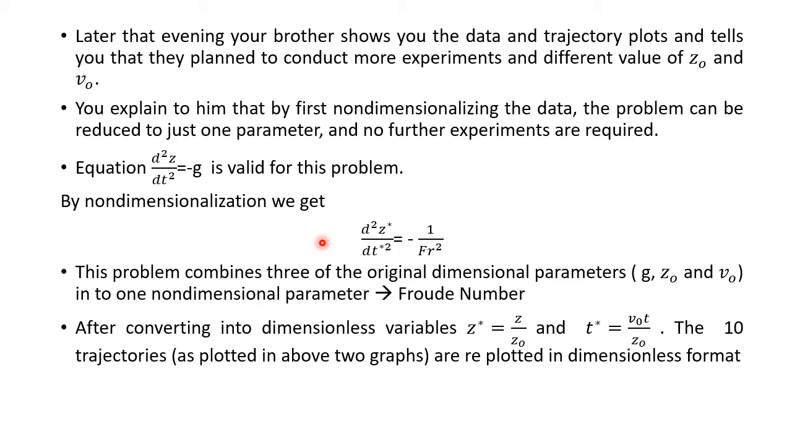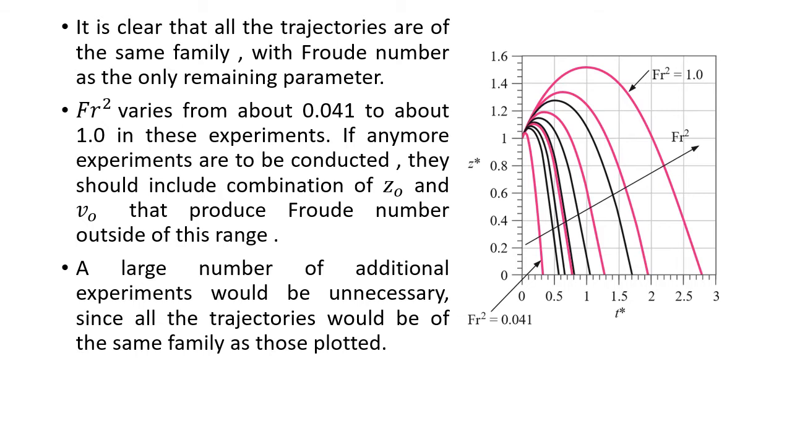After converting into dimensionless variables, that is Z star is equal to Z by Z0 and T star is equal to V0 T by Z0, the 10 trajectories are plotted in dimensionless format. After converting into non-dimensional form, they have plotted the graph. It is clear that all the trajectories are of the same family with the Froude number as the only remaining parameter. If you look at the graph, all the graphs are of the same family. There is no variation.